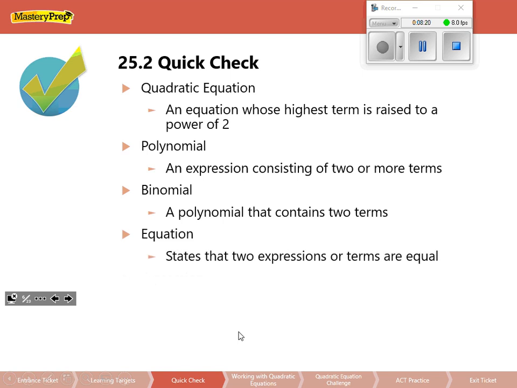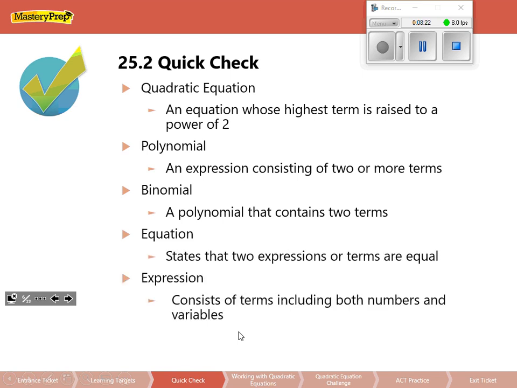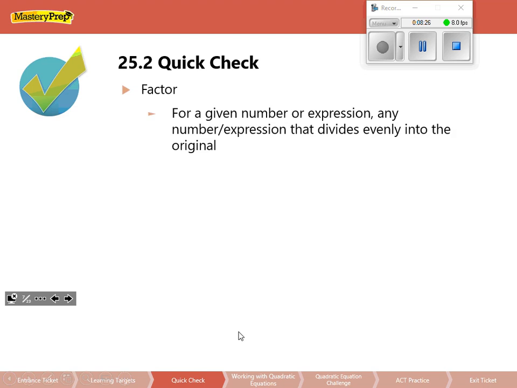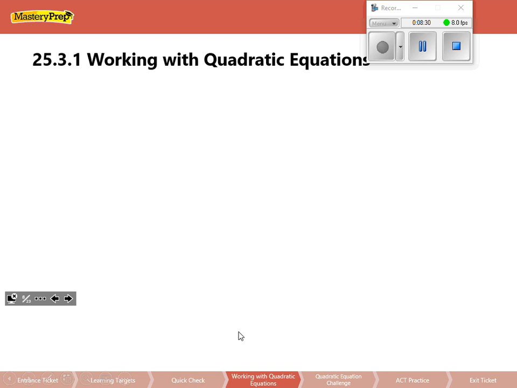An equation, 2 things are equal. An expression has no equal sign. A factor of any given number or expression is something that divides into it evenly.